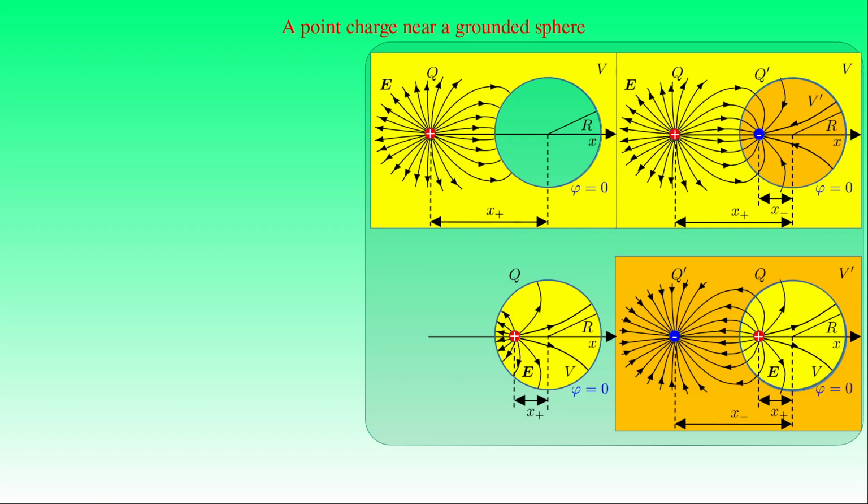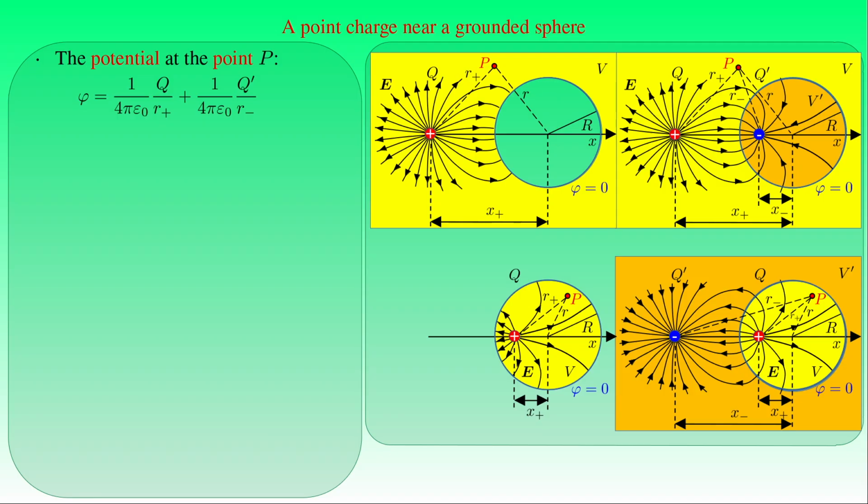The electric potential phi due to the charge q and its image charge q' is given by the sum of the potentials generated by each of the point charges, that is, the potential phi at the point P is equal to 1 over 4 pi times the vacuum permittivity epsilon naught, times the charge q over the distance r sub plus of the point charge q from the point P, plus 1 over 4 pi times epsilon naught, times the charge q' over the distance r sub minus of the image point charge q' from the point P.